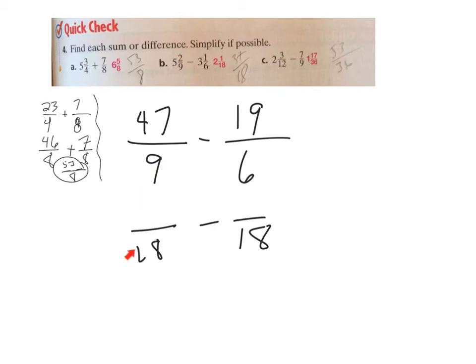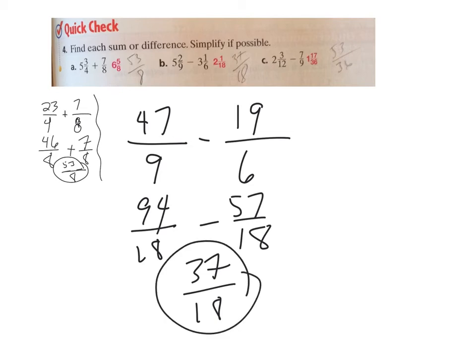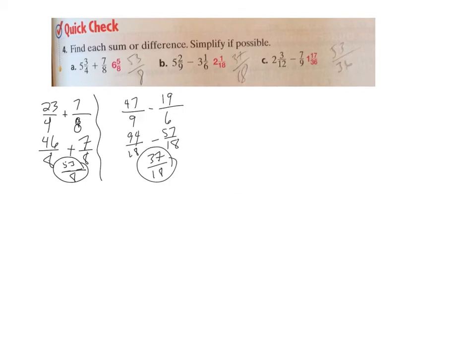9 goes in there 2 times, right? 2 times 47 is 94. And 6 goes in there 3 times. 3 times 19 is 57. Now we have a common denominator of 18ths, and 94 minus 57 is 37. Now, as long as it can't be reduced, you're good to go there, which they can't be. Otherwise, if you want to make it proper, it's 2 and 1/18, but you don't need to do that. So we've gotten that out of the way.